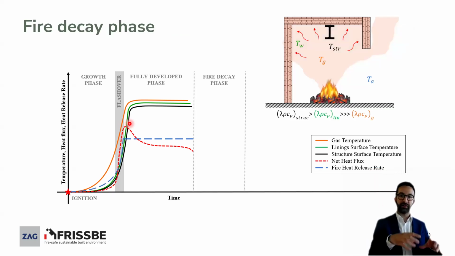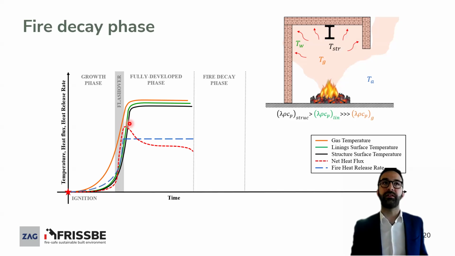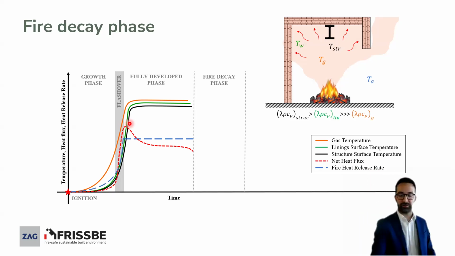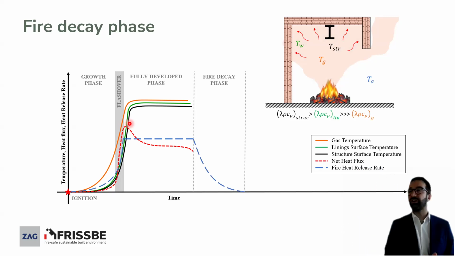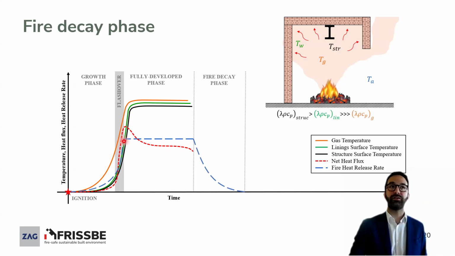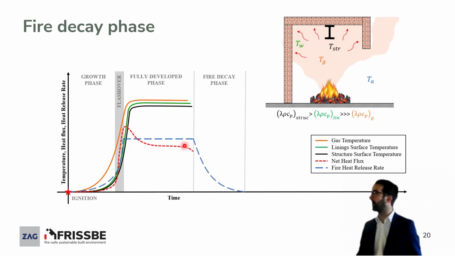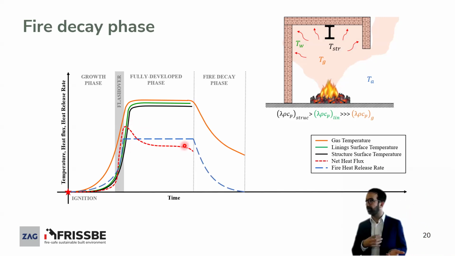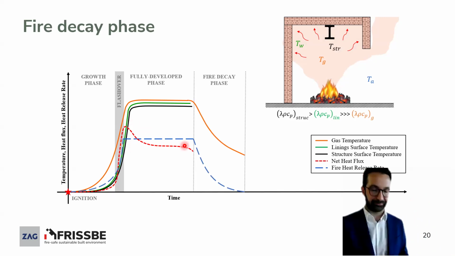Then you start having a fire decay. Since the fuel load in the compartment is defined, at a certain point you start having fuel depletion. Here I assume a quadratic decay, but in general the fuel is no longer enough to feed the heat release rate of the fully developed phase of the fire, so you start having a decay. Similarly to what we've seen in the growth phase, we can expect that the gases in the compartment will also follow the decay of the fire itself.